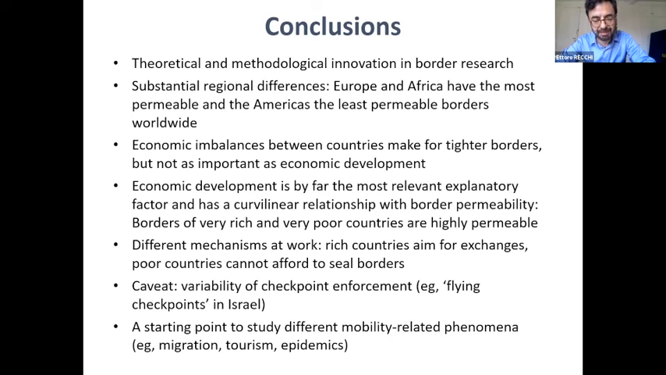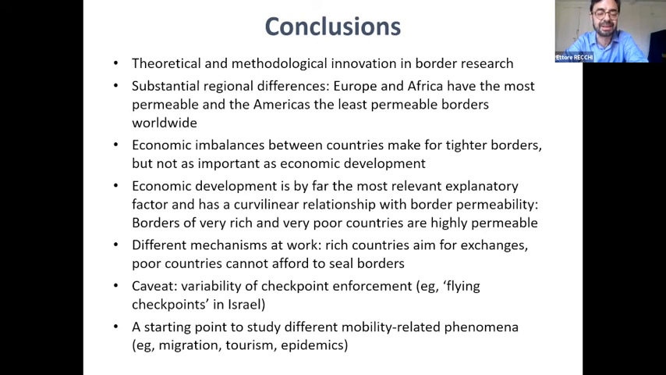There is an important caveat that I want to raise before concluding. Checkpoints are an important component of our index, and we only have rather rough information about checkpoints. We can detect from open maps existing and stable checkpoints, but we know nothing about the level of enforcement of these checkpoints, and we cannot detect what are sometimes called flying checkpoints, which are particularly widespread, for instance, in hot or sensitive borders like the borders between Israel and Palestine.